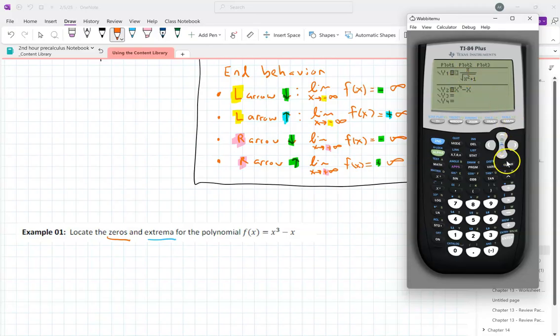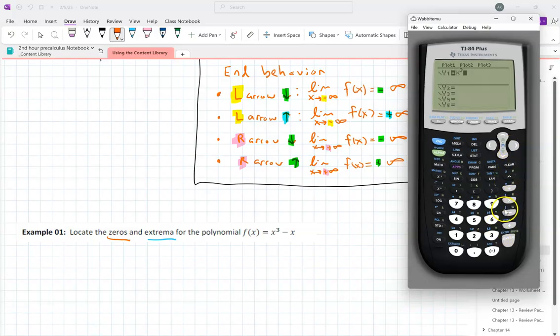I have a bunch of stuff in here. I'm just going to clear that stuff out. If you have anything in there, go ahead and clear it out. So the only thing in there is going to be what we're going to type in right now. X cubed minus x.